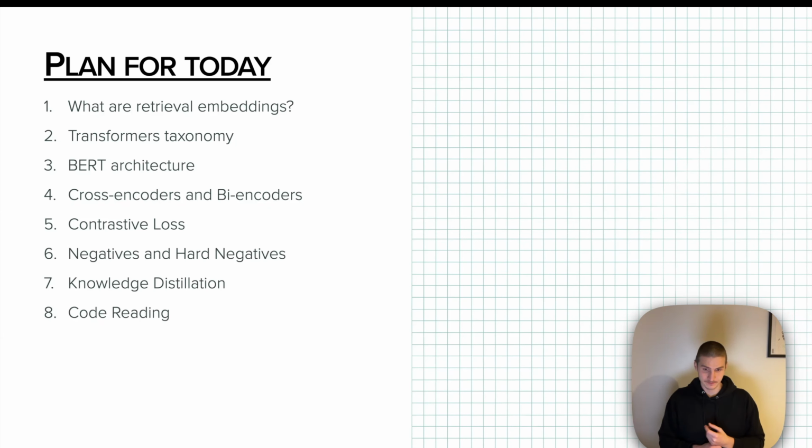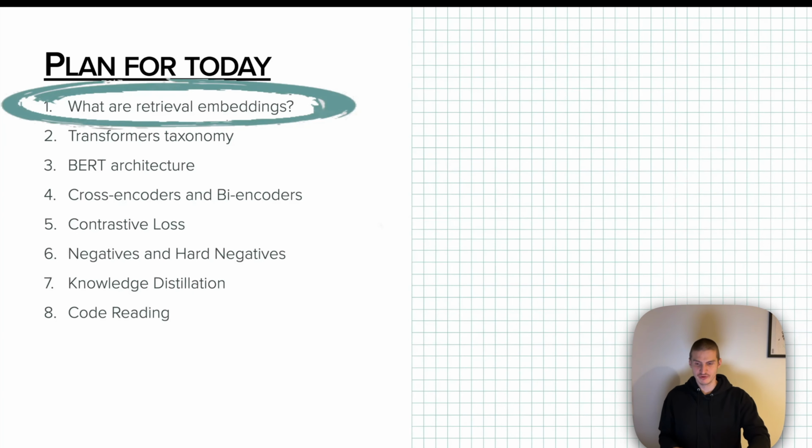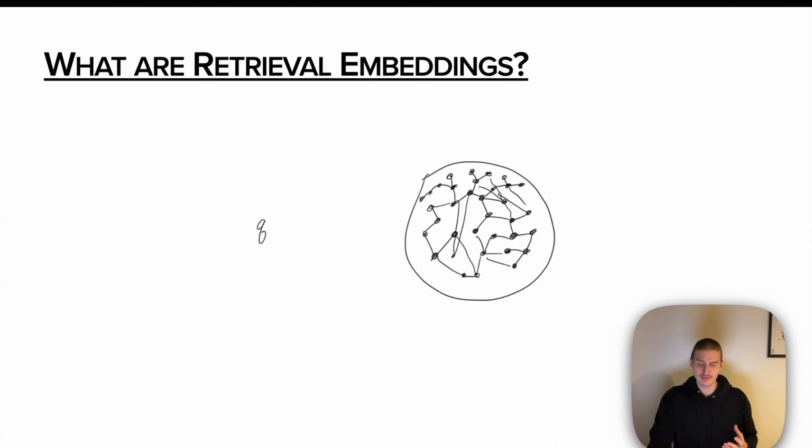code reading. So first, what are retrieval embeddings? We can describe them as something that allows you to answer a question using a large database of text. So let's say you have a question and then you go into that database. It might have billions, trillions of documents, and then you retrieve the top 100 that might be relevant to your question.